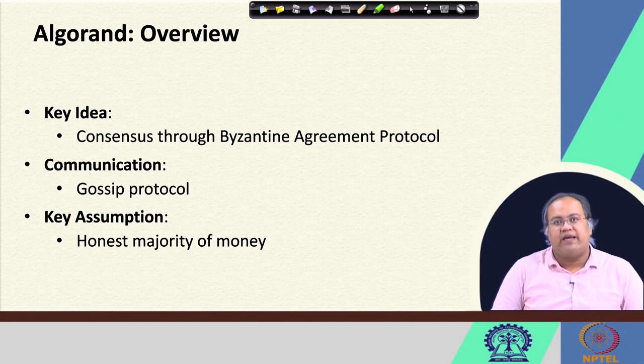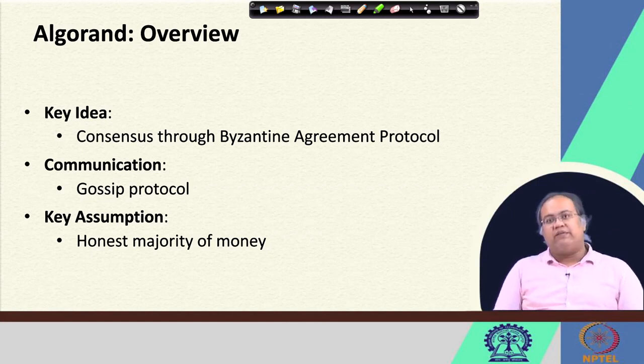The major limitation of Byzantine agreement, as we learned earlier, is the number of nodes that it supports. Here we see the magic that Algorand does to help the system achieve transaction scalability close to standard Byzantine agreement protocol, but with the help of a large number of nodes in the network. The communication medium it uses, similar to Bitcoin, is the gossip protocol, and the key assumption is the honest majority of money.